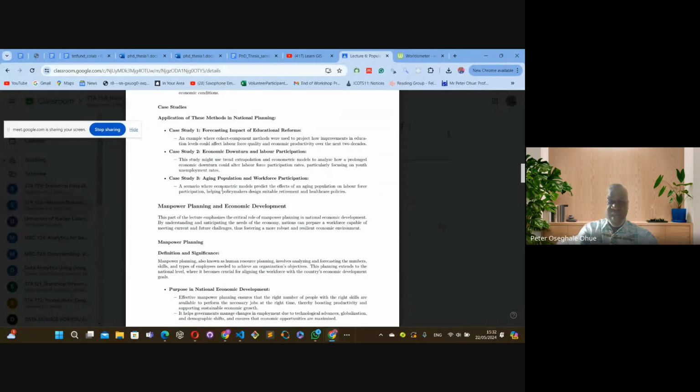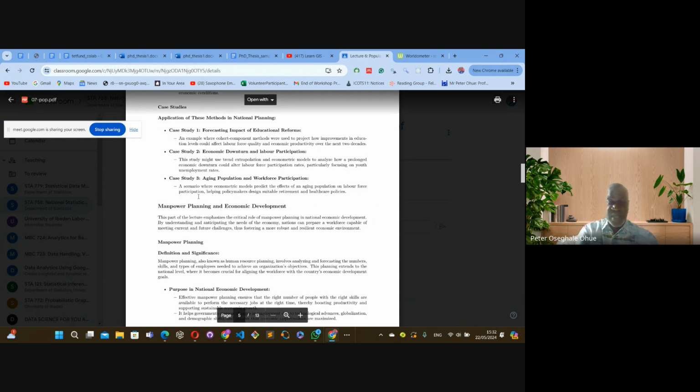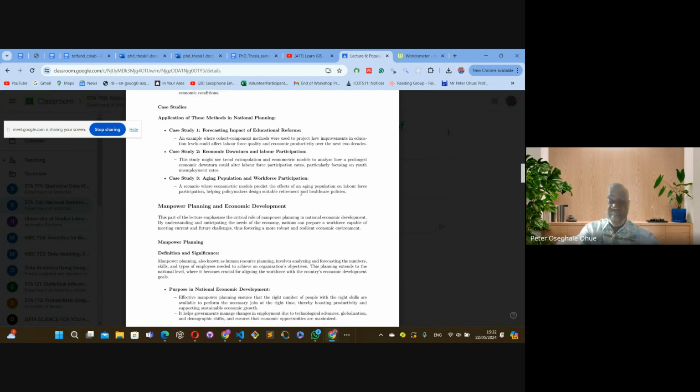So it says a scenario where econometric models predict the effect of an aging population on labor force participation, helping policymakers design suitable retirement and healthcare policies. So even in some advanced countries, caregivers are in high demand. And it might surprise you that the caregivers are not only for children, but for the aging population. In advanced countries, they have a structure where you can really cater for your aged ones, not only by government structure, but by even private intervention.